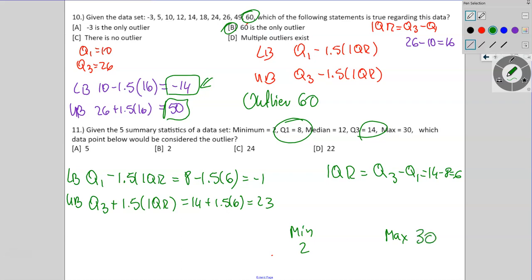Now my lower bound is -1. Do I have any values that are lower than -1? No, I don't, because the minimum is 2. Do I have any values that are higher than 23? I do, 24. Because your maximum is 30, 24 would be my outlier out of the list of numbers given.